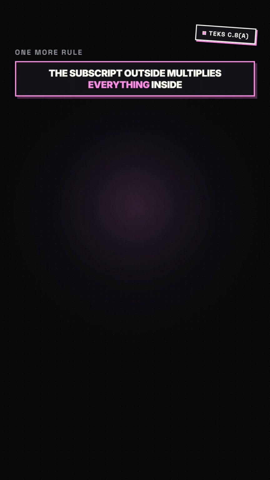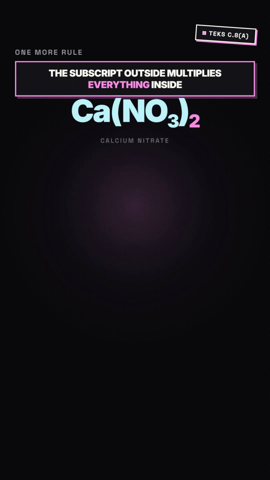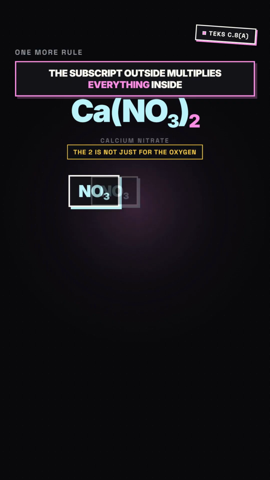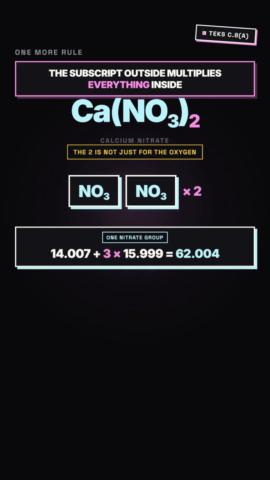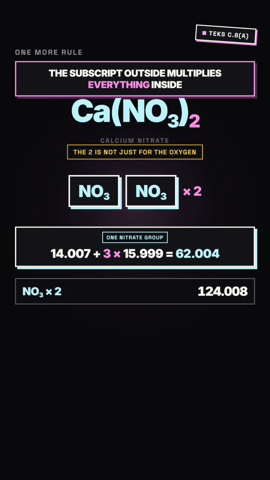One more rule. When a formula has parentheses, the subscript outside multiplies everything inside. Calcium nitrate is Ca, then NO3 in brackets, subscript 2. That 2 does not just apply to the oxygen, it copies the whole nitrate group. So work out 1 nitrate first. 14.007 plus 3 oxygens is 62.00. Then double it and add the calcium.